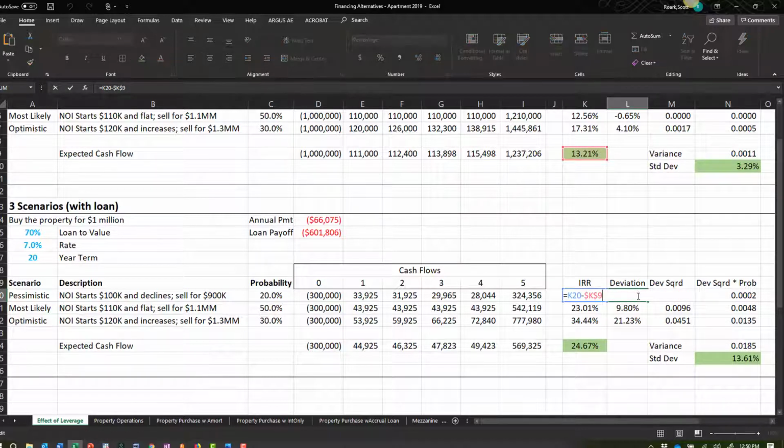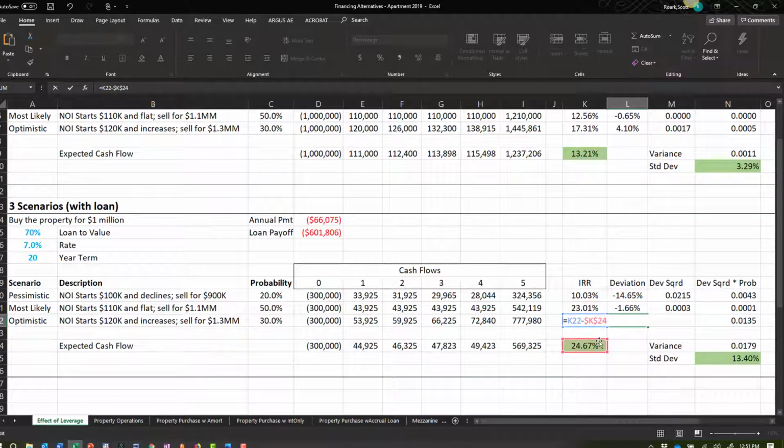Ooh, this is not right. This should be down here. So we're going to subtract the return from this expected return. The deviation here is again there. And the deviation here.